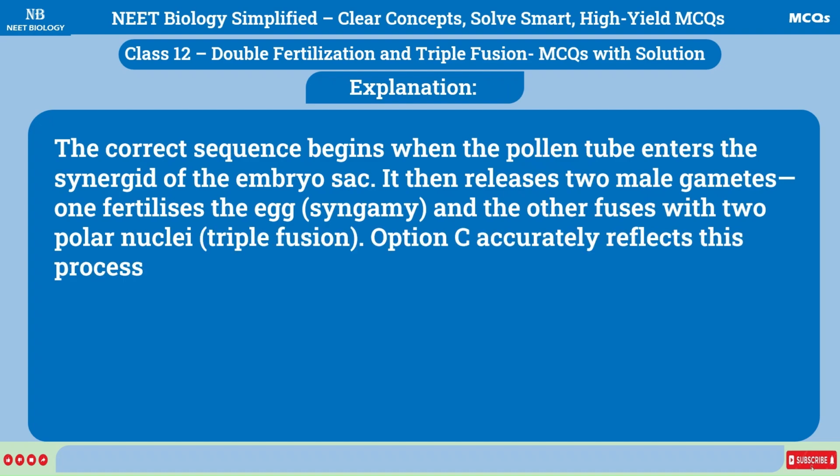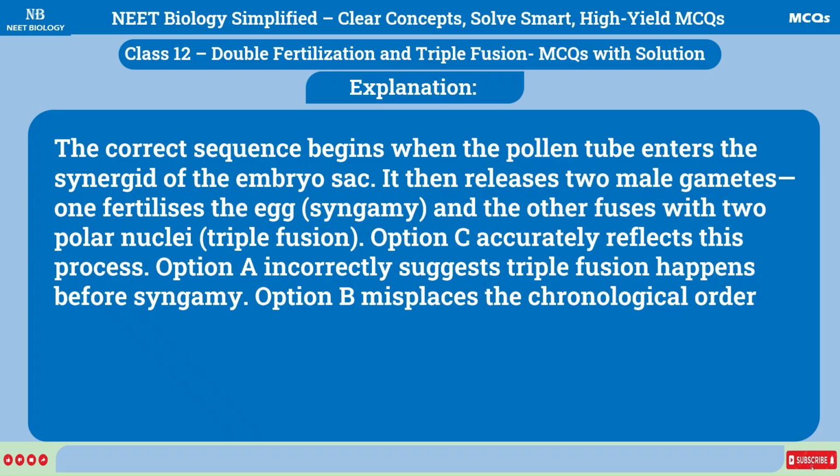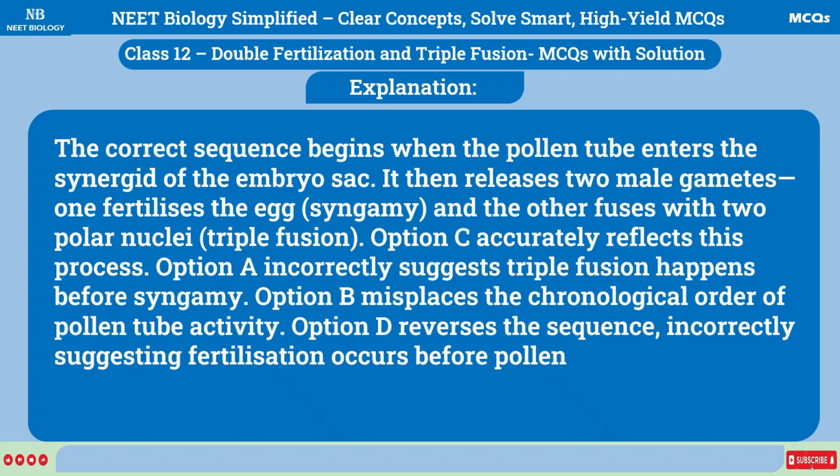Option A incorrectly suggests triple fusion happens before syngamy. Option B misplaces the chronological order of pollen tube activity. Option D reverses the sequence, incorrectly suggesting fertilization occurs before pollen tube entry.